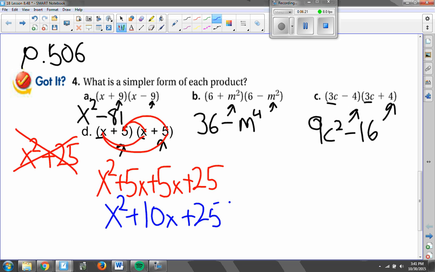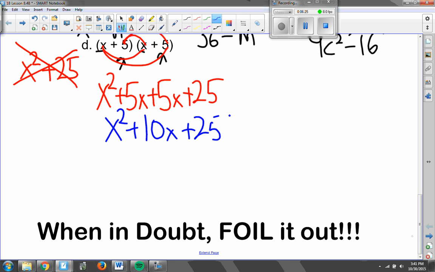Here's the moral of that story. When in doubt, FOIL it out. A FOIL will work every time for all these special cases. I'm just trying to show you a few shortcuts that might help you cut down on your time. When in doubt, FOIL it out.